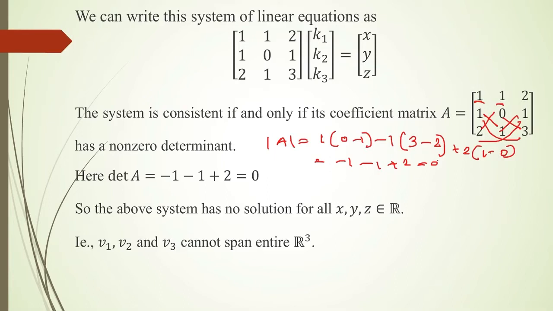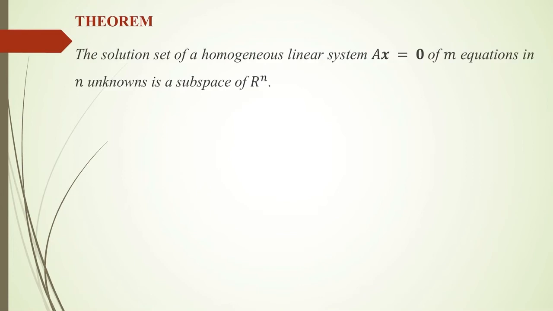So what we have is a system of linear equations. Suppose this x, y and z are 0, that is, all the constants are 0, then we say that that system is a homogeneous system. So the next theorem says that the solution set of a homogeneous linear system Ax equal to 0 of m equations in n unknowns is a subspace of Rn.